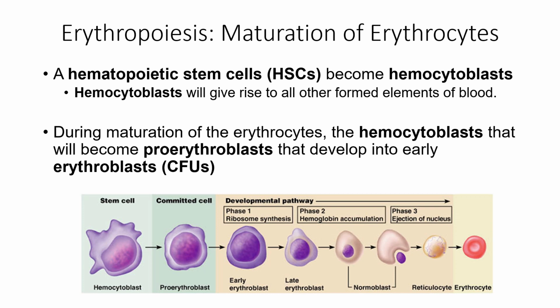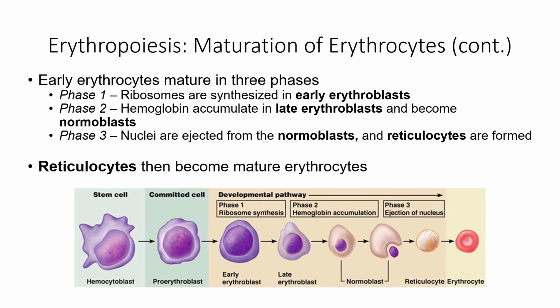So pro-erythroblasts will develop into early erythroblasts, or the colony-forming units of erythrocytes. CFU, colony-forming units. Early erythrocytes are going to mature through 3 different phases.